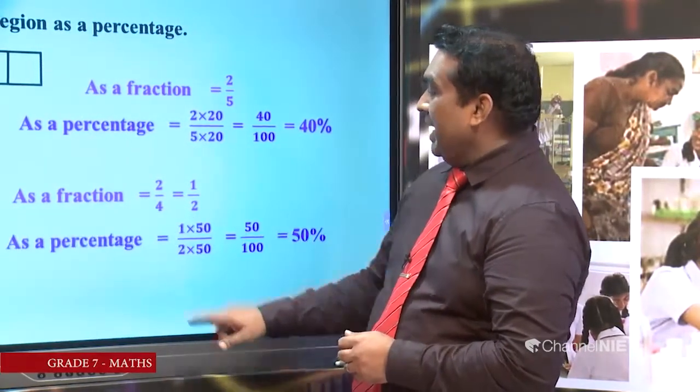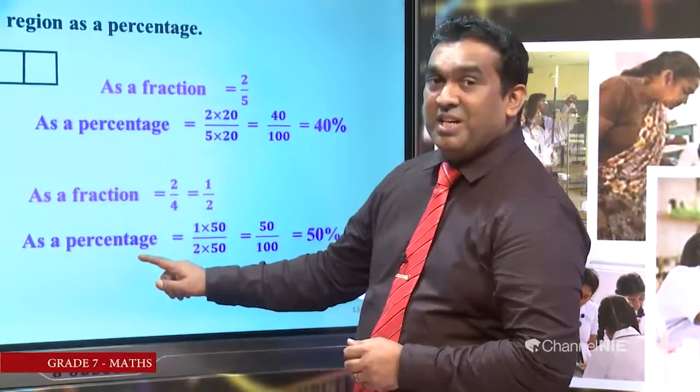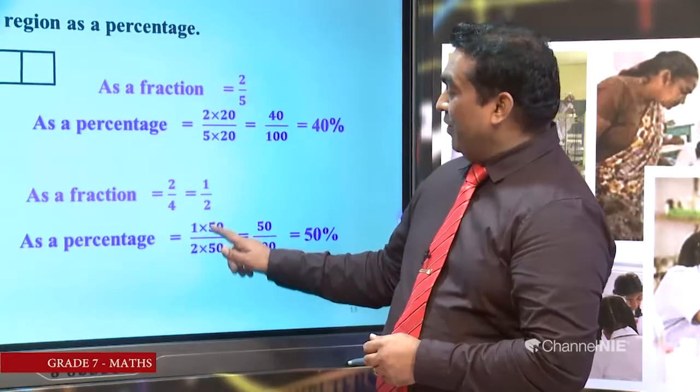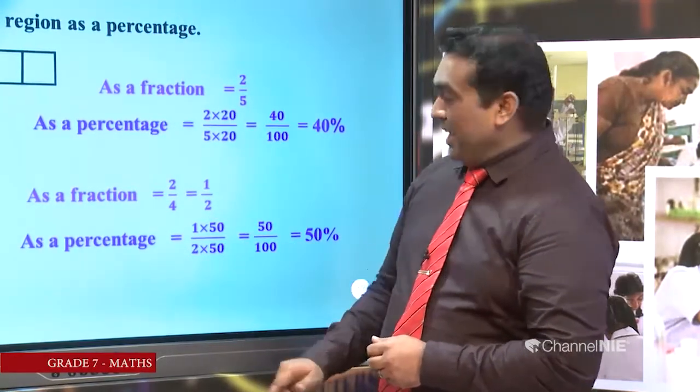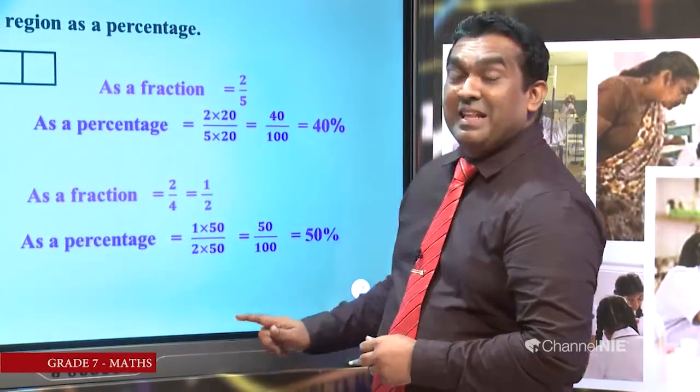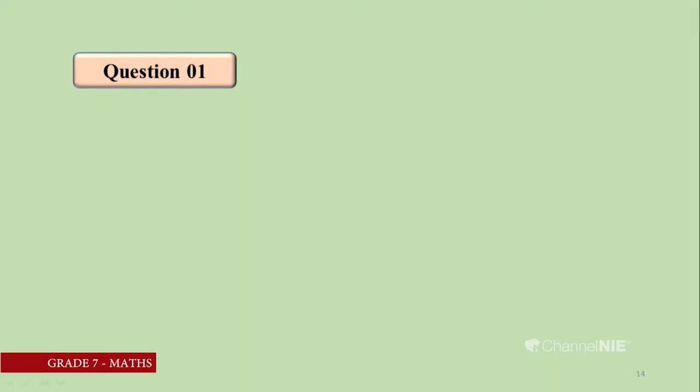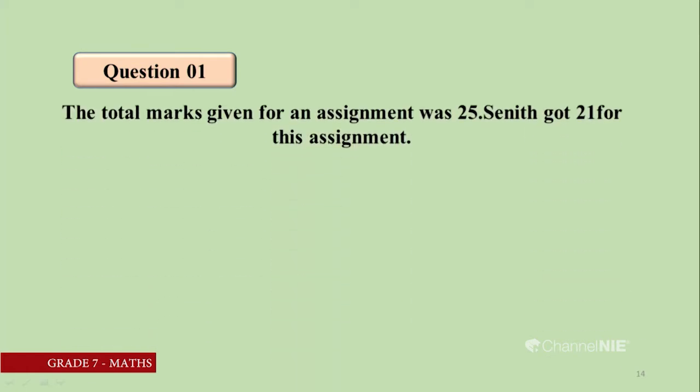Now, as a fraction, as a percentage. Now, 1 over 2, multiplied by 50, 2 also multiplied by 50. Therefore, 50 over 100, that is 50%. Now, question number 1. The total marks given for an assignment was 25. Senith got 21 for this assignment. Senith is a very good boy because he got 21 out of 25.